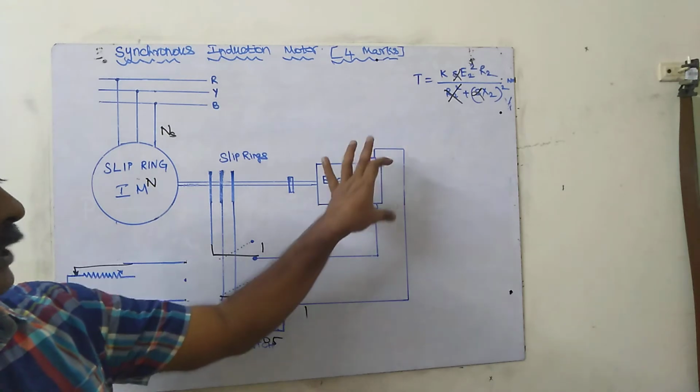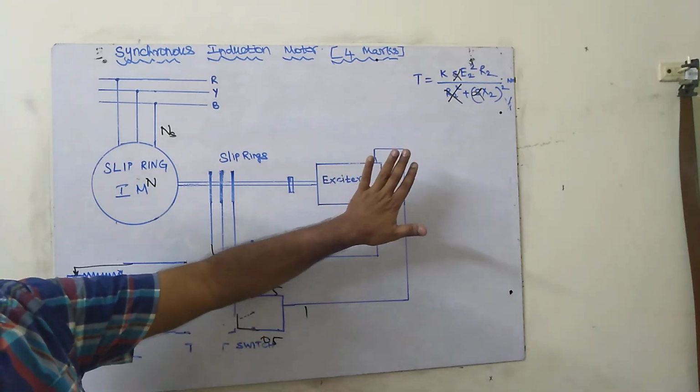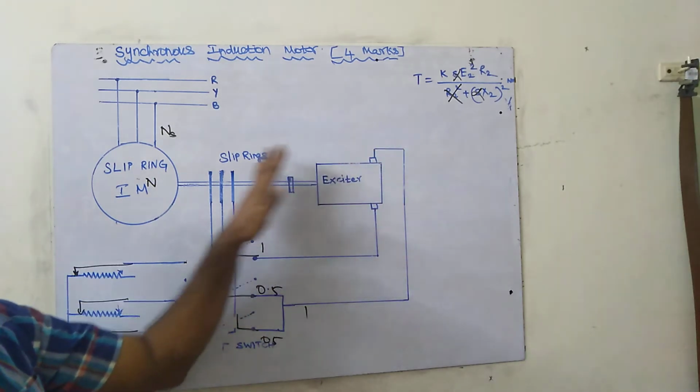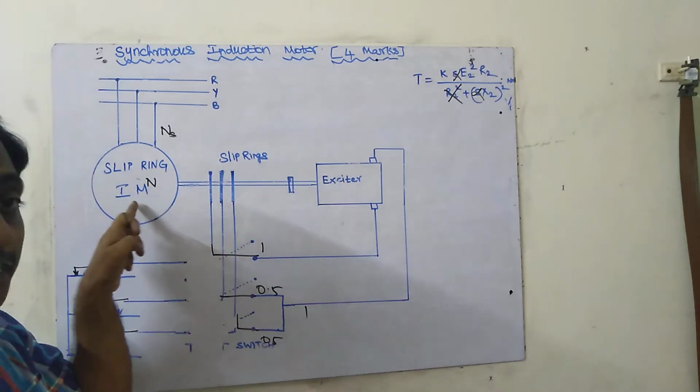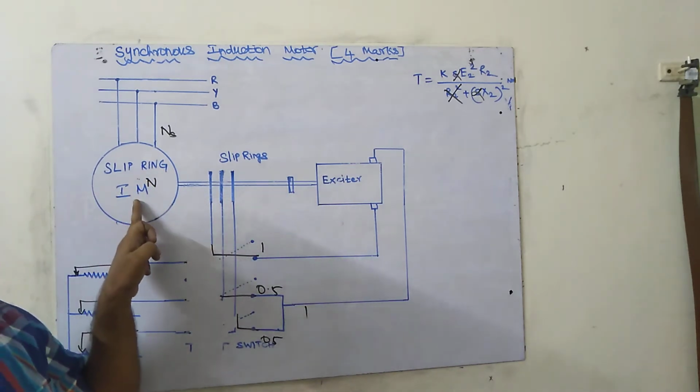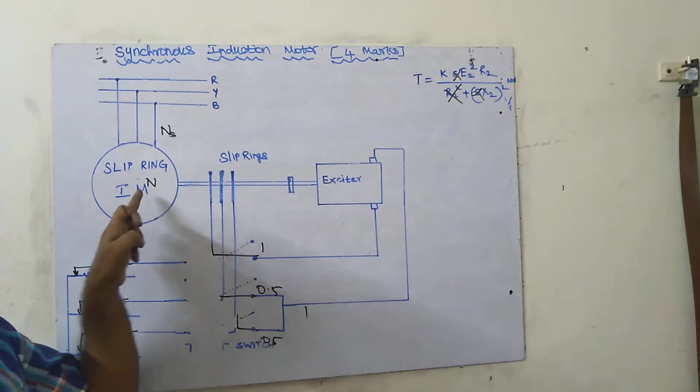This supply will go to the exciter. The exciter will convert AC to DC, and it will give supply through slip rings. Again, to which machine will it give it? The AC is going to the rotor. The exciter is giving supply to the rotor.